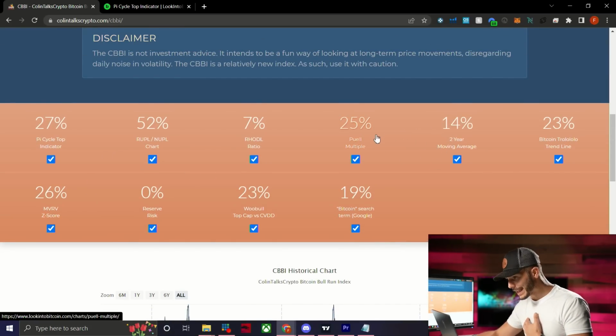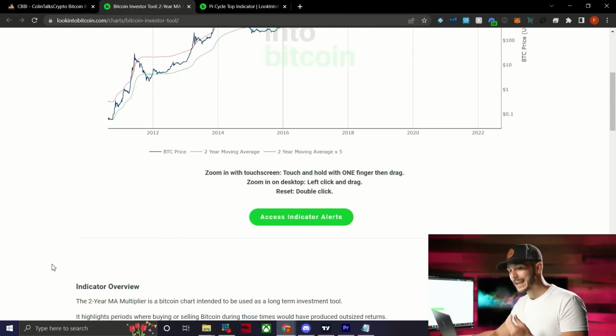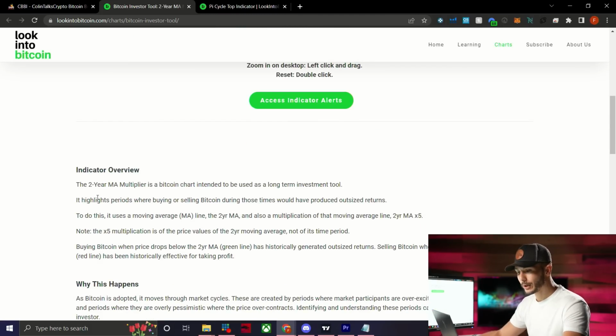Now let's go ahead and take a look at our 2-year moving average. And again, one of the things I love about the CBBI is when you click on these metrics, it brings you right to a website that explains exactly what the metric is, not only what it is on the chart, but how it's calculated, right? So here you see the 2-year moving average multiplier is a Bitcoin chart intended to be used as a long-term investment tool. It highlights periods where buying or selling Bitcoin during those times would have produced outsized returns, right?